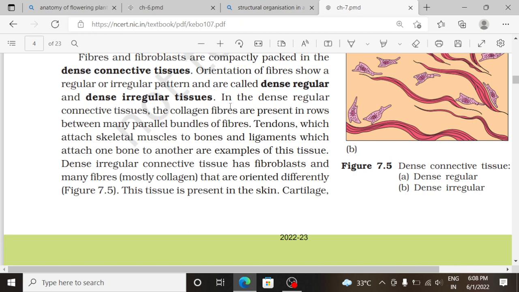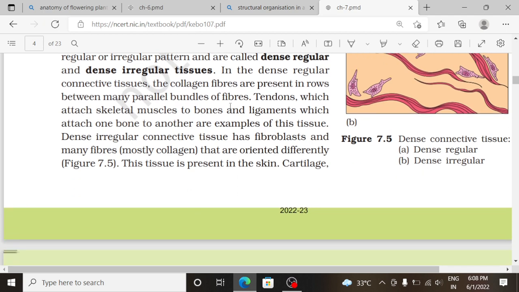Dense irregular connective tissue has fibroblasts and many fibers, that is mostly collagen, that are oriented differently. This tissue is present in the skin.